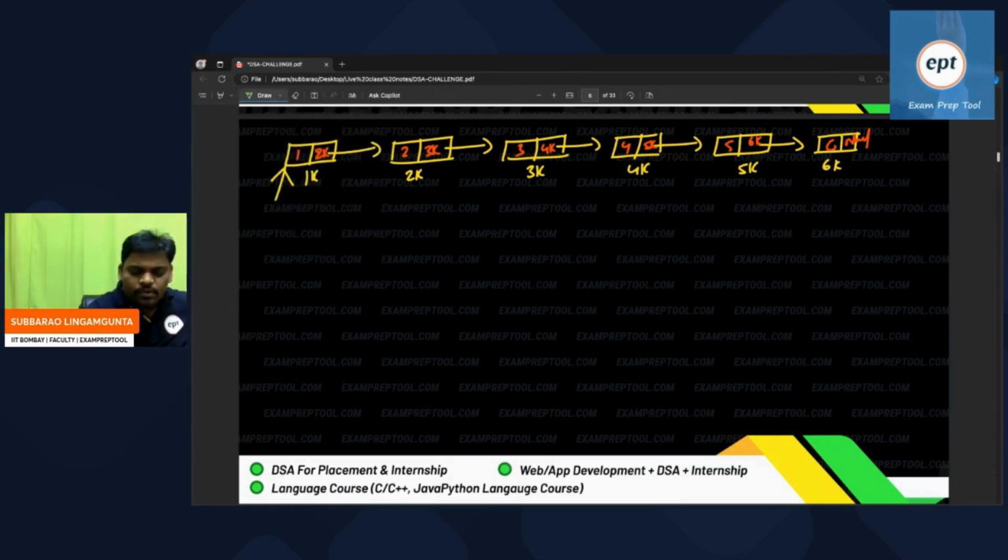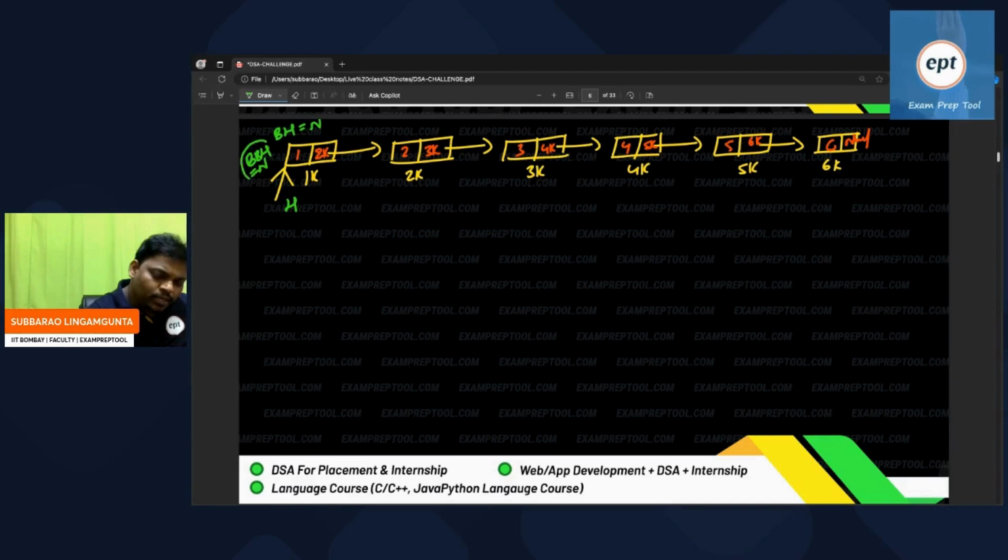Let us assume that the first node is the head node. I'm explaining how to reverse it. The head node is the first node, right? So take two more pointers. One pointer you take before the head node, which is null as of now. One more pointer you take before the head node, which is null.